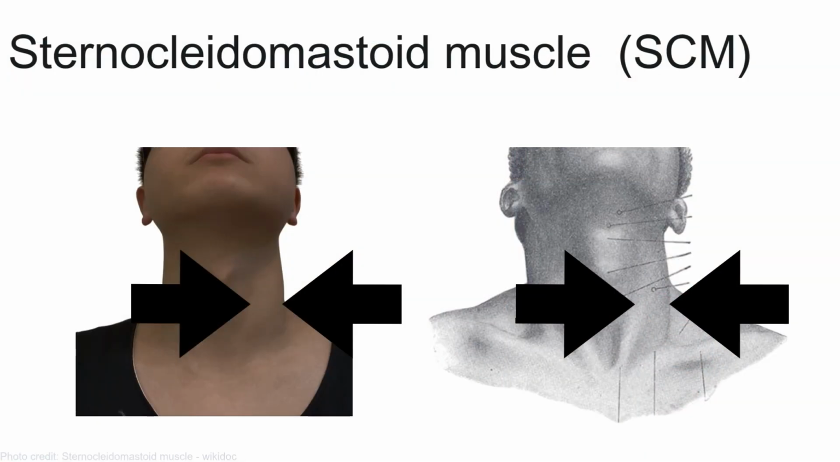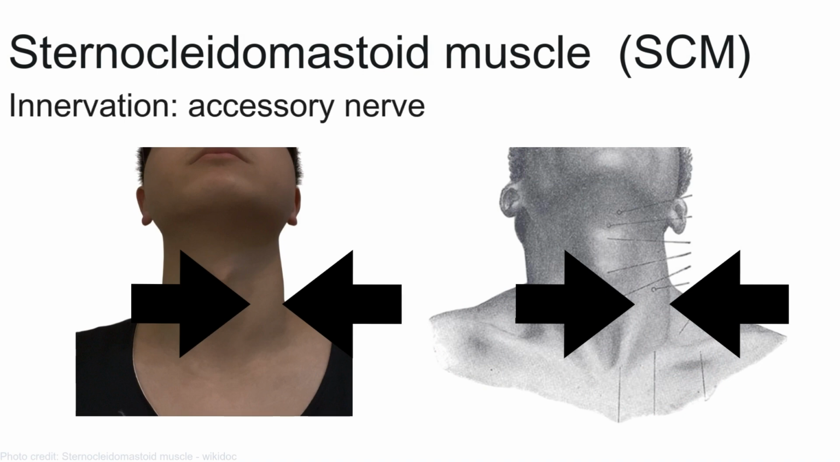Now let's move to the sternocleidomastoid, or SCM. This is a prominent muscle innervated by the accessory nerve. It runs obliquely from the mastoid process down to the sternum and clavicle. When it contracts, it turns the head to the opposite side and helps flex the neck.